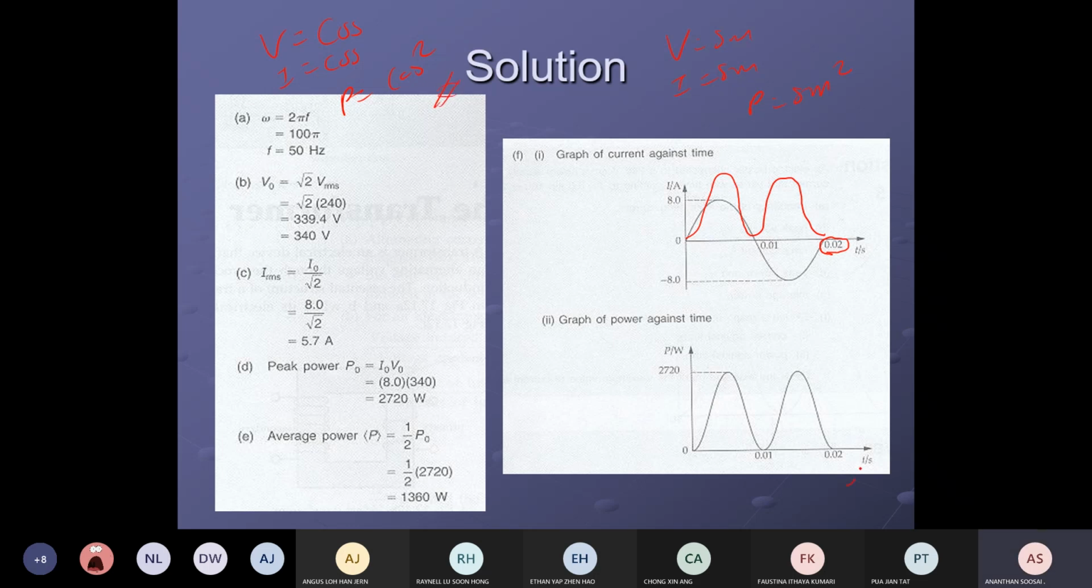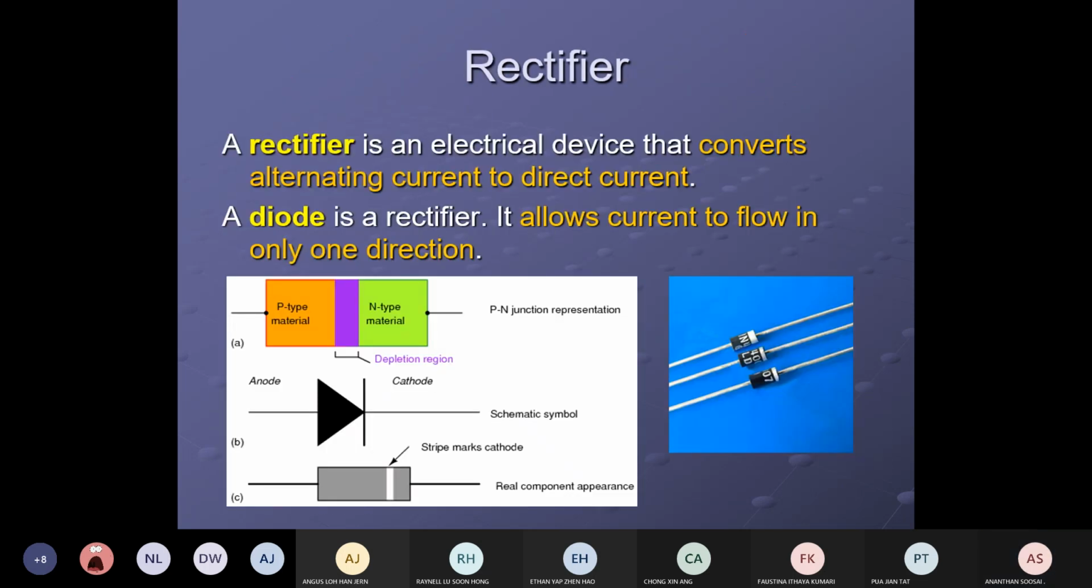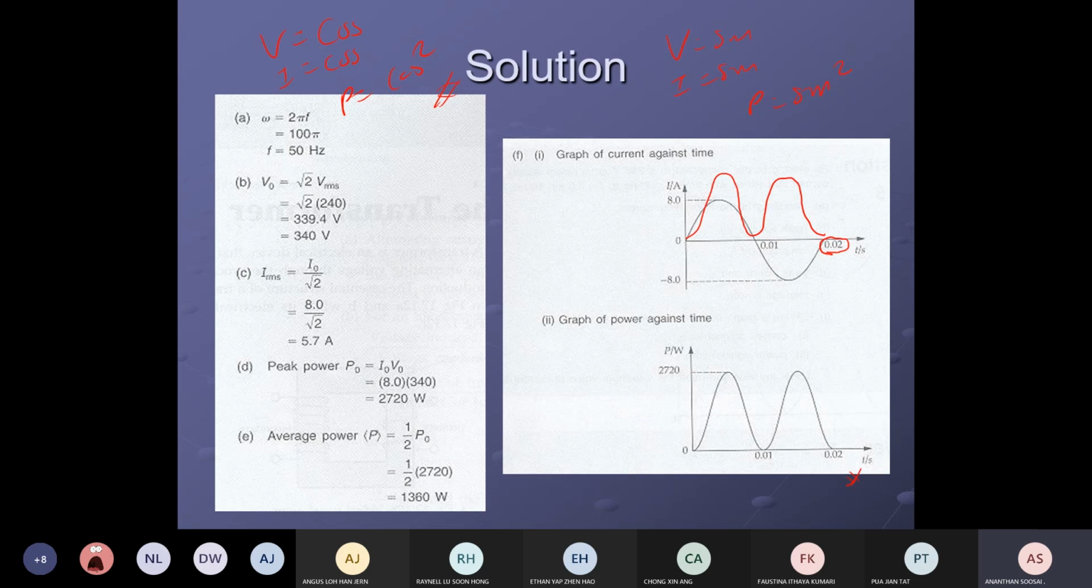You guys, any questions up to here? No questions. Okay. So I think this is one different type of question. They give the current formula. From here, you find the omega and f, you work out the I naught, I RMS, everything. I can say this is one complete question describing AC. So yeah, before we go to the next part.